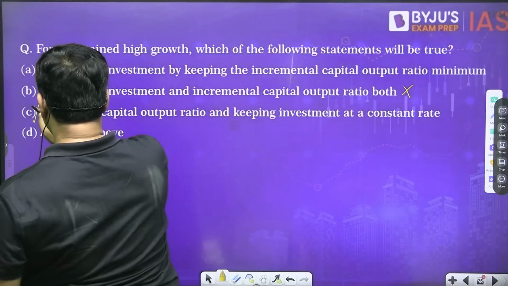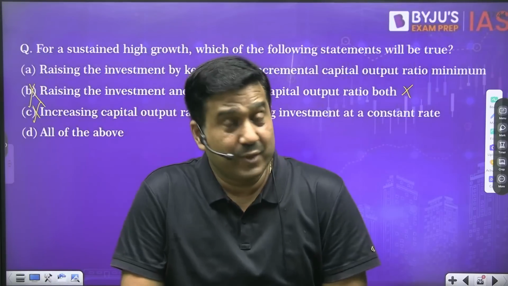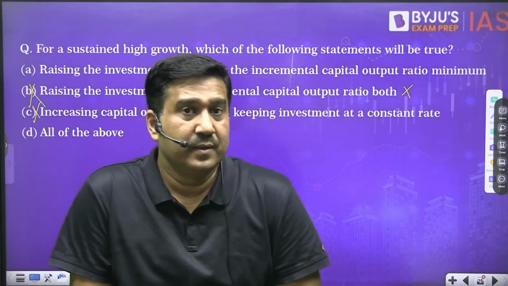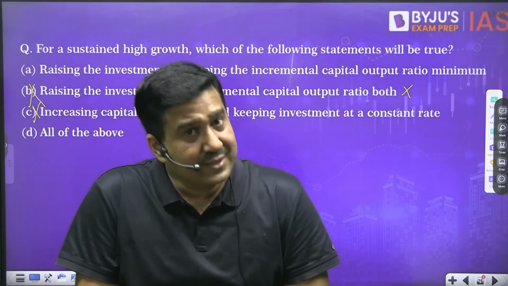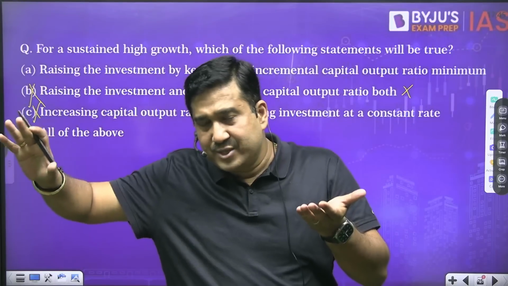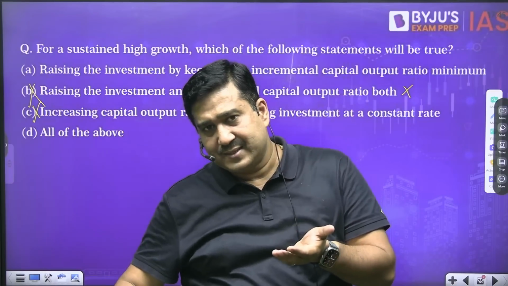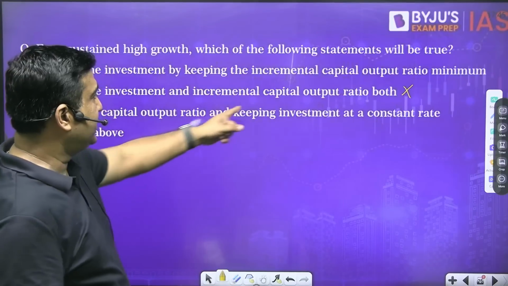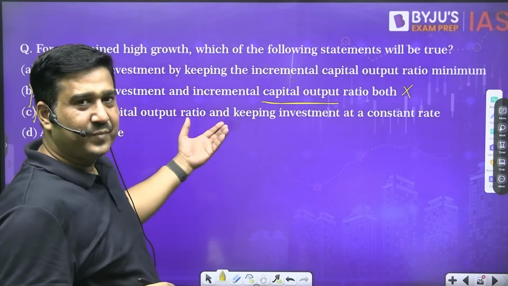We saw in previous questions that high capital output ratio is equal to more wastage. We discussed that incremental capital output ratio and productivity are inversely proportionate. So if ICOR is high, you are wasting more resources. If ICOR is high, productivity is less. So second and third statements are prima facie wrong because they talk about increasing capital output ratio. That is absolutely a blunder.